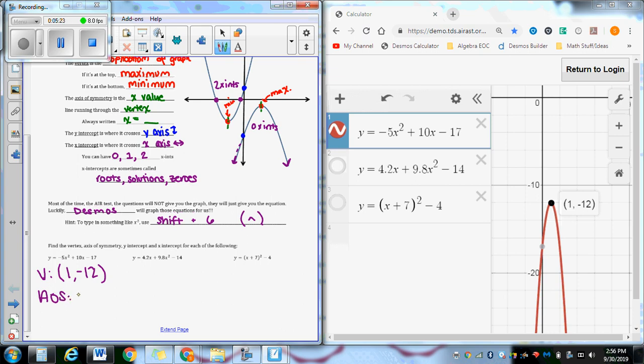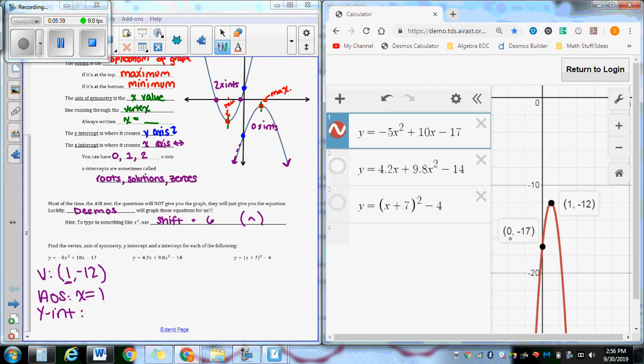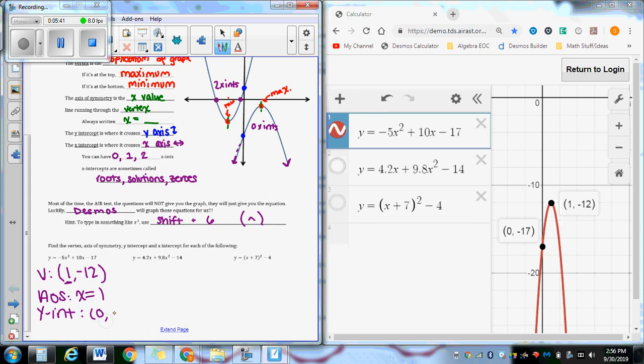The axis of symmetry is the x value of the vertex. And to say that it's the axis of symmetry, we say x equals, and then I just take the x value, or the first number of the vertex. So in this case, x equals 1. The y-intercept is where the graph crosses the y-axis, which is the vertical axis. So that's here. So my y-intercept is going to be at 0, -17.